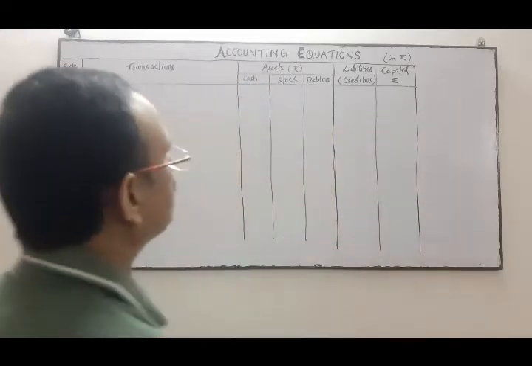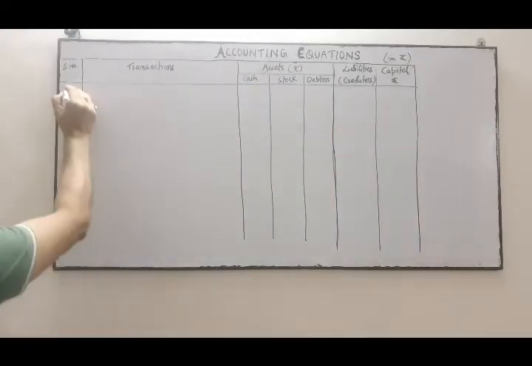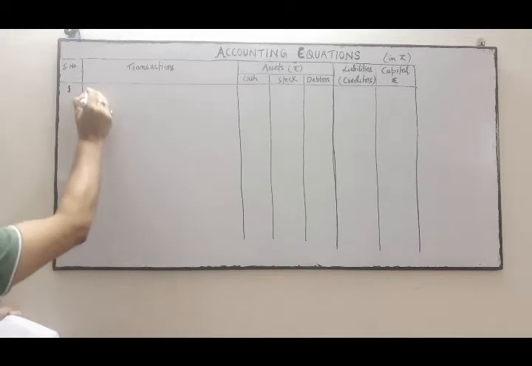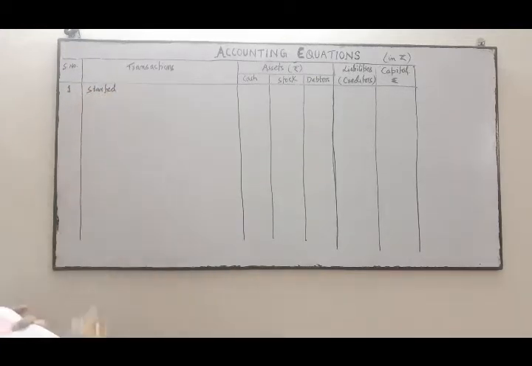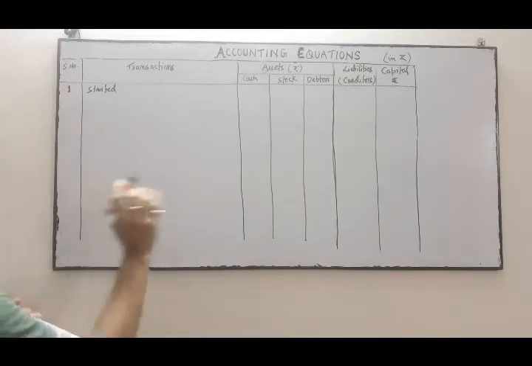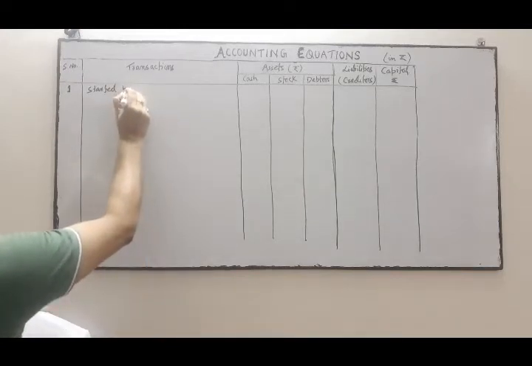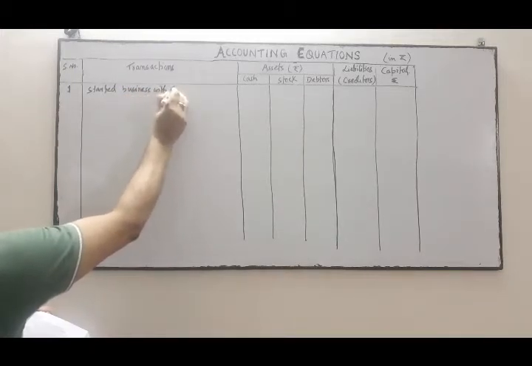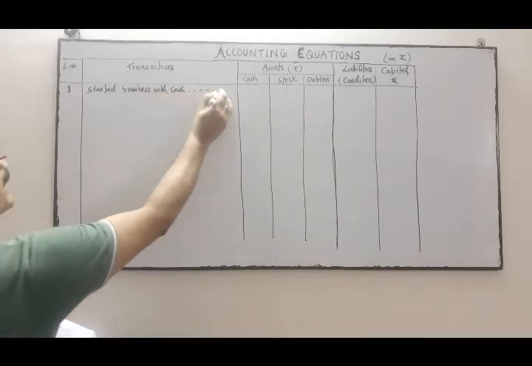Now I'll start the transactions. Transaction number one is started business with cash. You write the transaction as it is given in the question. Just write it as it is.